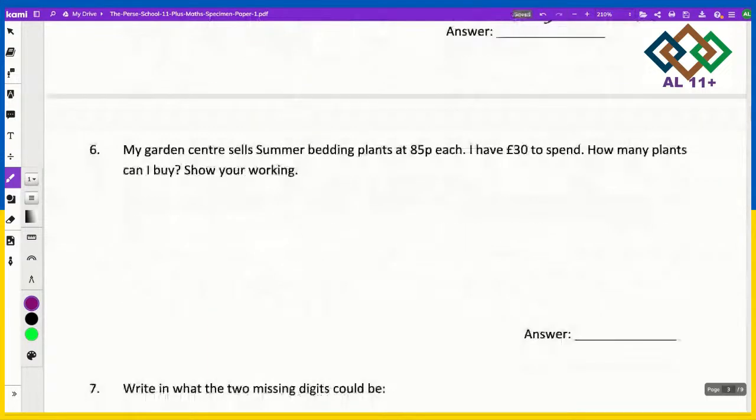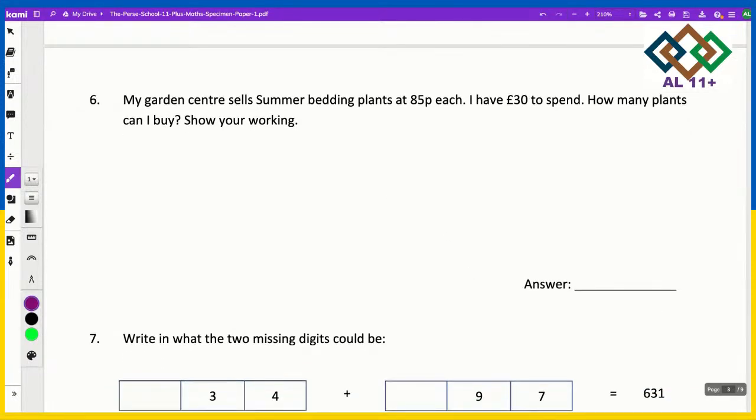So now we are on number 6. So let's do number 6 now, guys. Number 6 is they're telling you the garden center sells summer bedding plants at 85p each. I have 30 pounds to spend. How many plants can I buy?